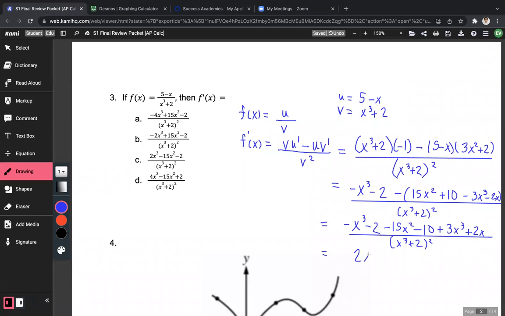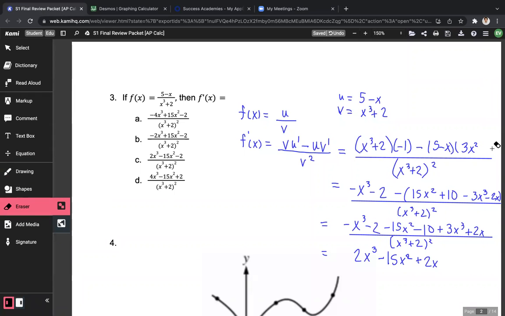That gives me 2x cubed minus 15x squared. I made an error somewhere. Oh, I see where it was. Derivative of v, that should be 3x squared. There should not be a positive 2 there. My bad. Wondering where that 2x came from. Let's try that again.